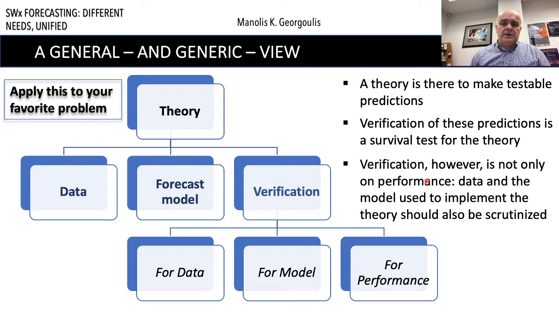So how do we tackle these different problems together? I'll start from the basics. If we have a theory, what is a theory? A theory is a set of concepts and ideas that is being used in order to make testable predictions. So we have a theory, we apply it to our favorite problem. In order to apply it, we need both some appropriate data and a model, a forecast model in this case, right? So if we have the data and the model, we can run the model on the data. And then we have the verification tasks to make sure that the whole system performs as it should.